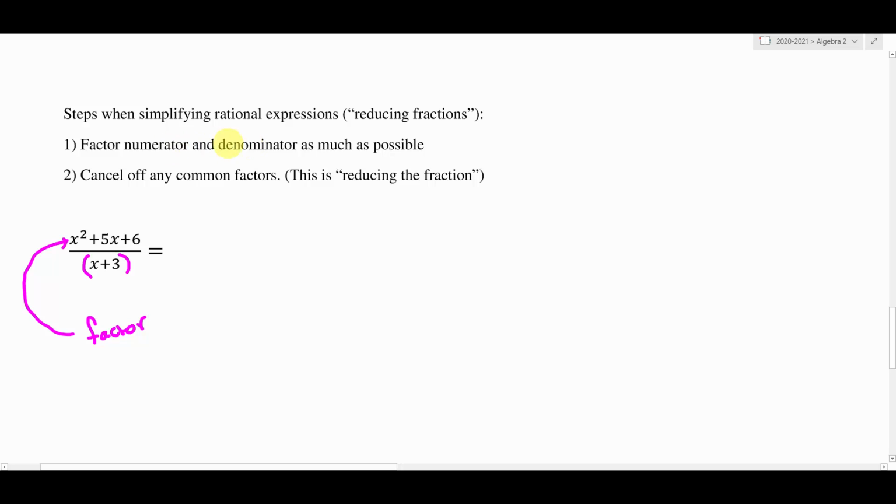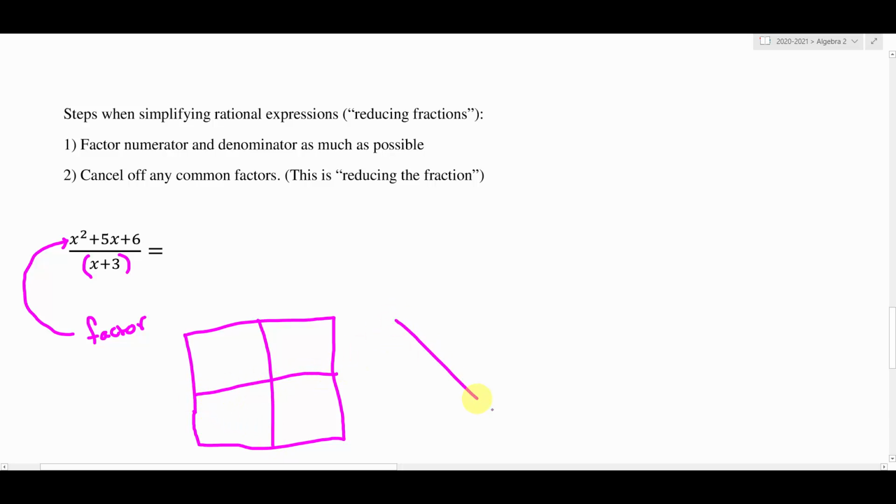That's what they're talking about up here, number 1. It says factor the numerator and the denominator as much as possible. So I'm going to factor this thing using a box and diamond. There's my box. Here's my diamond. So I'm going to take the x squared, goes in the upper left-hand corner. I'm going to take the 6, put it in the bottom right-hand corner, and the 5x goes in the bottom of my diamond. And then I multiply the diagonal. Oops, and that should just be a 6, not a 6x, my bad.